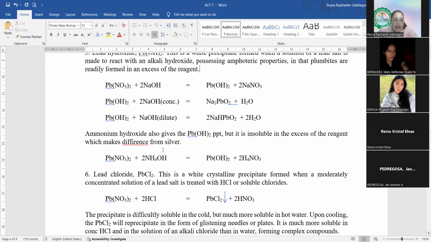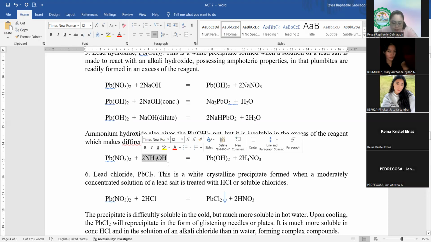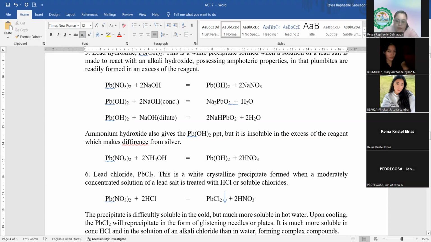Now, si lead hydroxide can also be formed using the ammonium hydroxide. So, yan yung sa 2-3, lead nitrate plus the ammonium hydroxide, you will still get the white colored precipitate, which is the lead hydroxide. Okay, kindly remove the 4 there. That is just nitric acid.